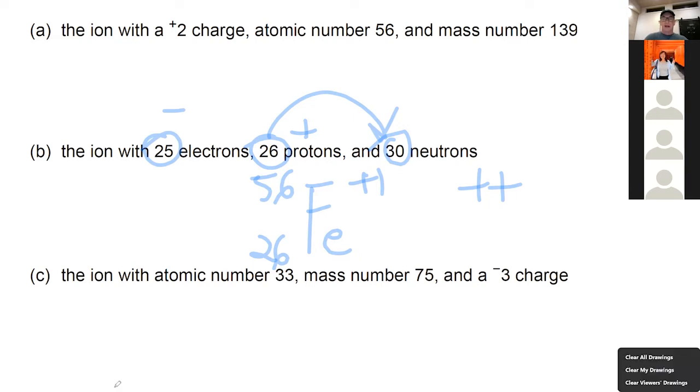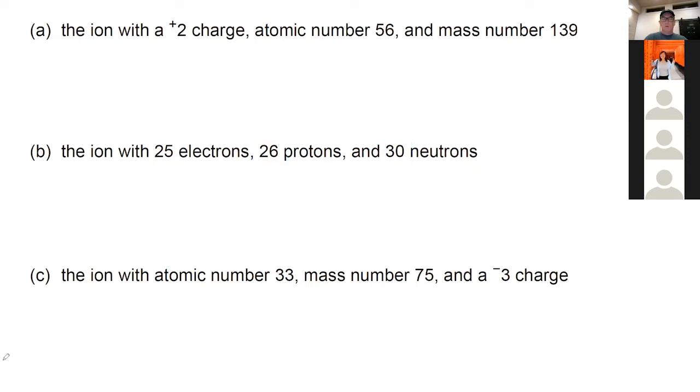All right, last one. Again, it's an ion. Atomic number 33, mass number 75, and a -3 charge. So where do we start with that one?